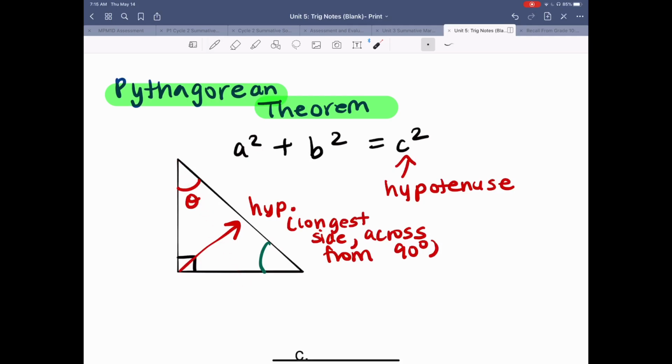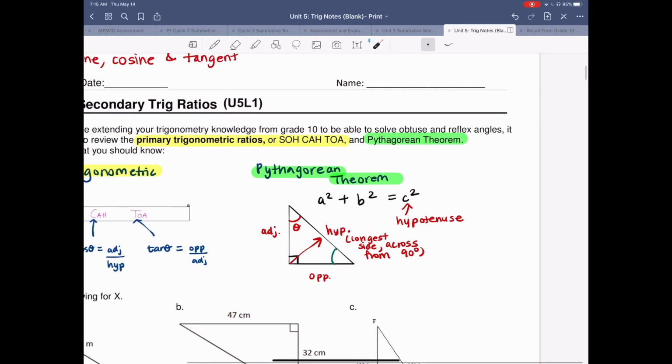When this is the reference point, in red I will write this is opposite to that reference point theta. Meanwhile, the side that is adjacent or beside that angle is this one, and you're going to write in adjacent. What opposite and adjacent means is that opposite is the side that is across from the reference angle. Adjacent is the side that is beside the angle.